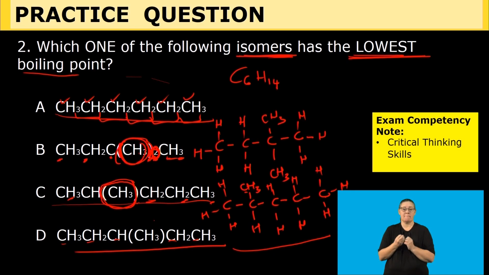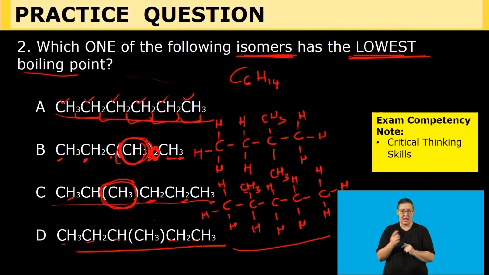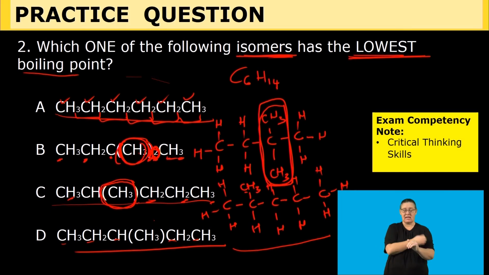In this case, the more spherical or the more compact a substance becomes, the lower the boiling point, because there's going to be less energy required to overcome those intermolecular forces. So the one that is more compact, when you're comparing all of them, would be the one that is more branched. So the one that has 2 branches in it is more branched, and therefore it is more compact, which means less energy is required to overcome those intermolecular forces.